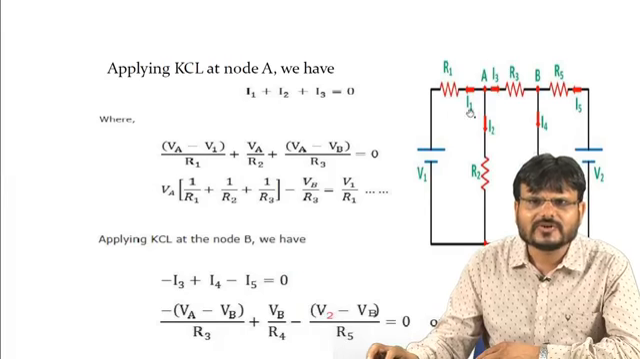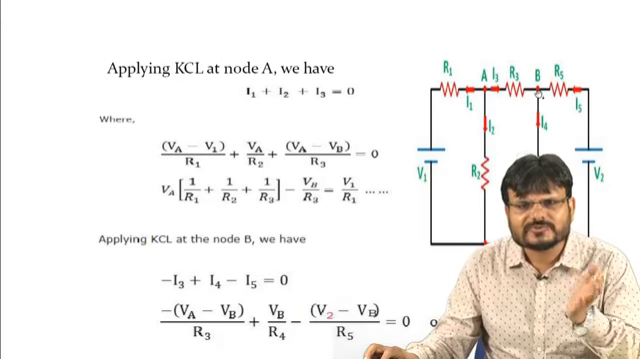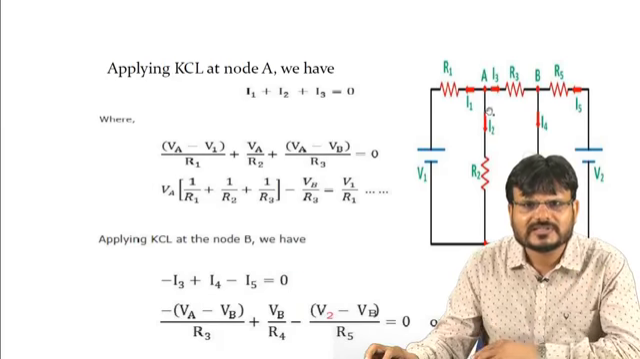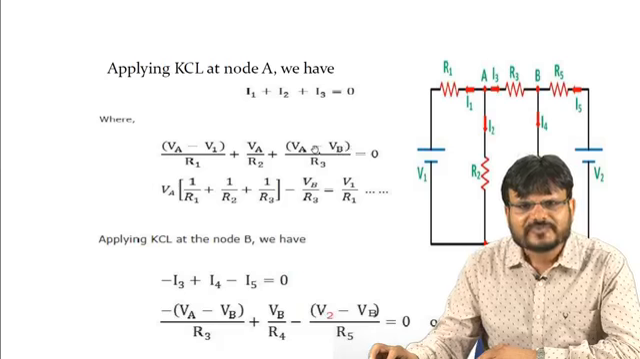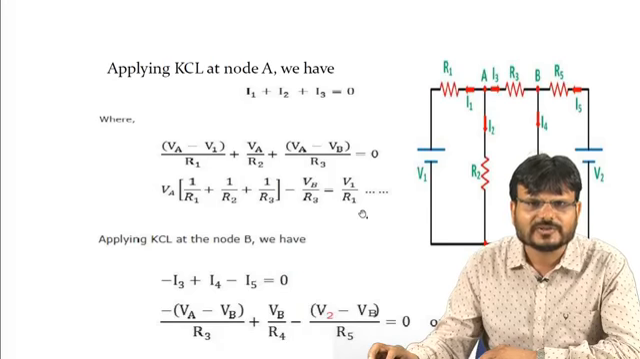And I3 equals what? Because current is flowing from A to B, that means the potential of this node A is higher than the potential of this node B. Current always flows from higher potential to lower potential. So I3 can be written as VA minus VB upon R3. After simplification you can write this equation: VA times (1 upon R1 plus 1 upon R2 plus 1 upon R3) minus VB upon R3 equals V1 upon R1.